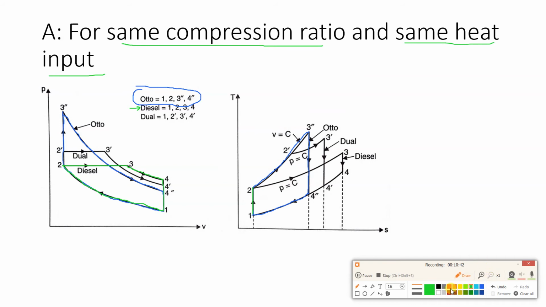For same heat input, two things here you should understand. First thing is the area under the TS diagram is heat. So if you consider process 2 to 3 double dash in case of the Otto cycle, what is the heat supplied? It will be the area under 2 to 3 double dash, which is this area. So this is the heat supplied in case of the Otto cycle.